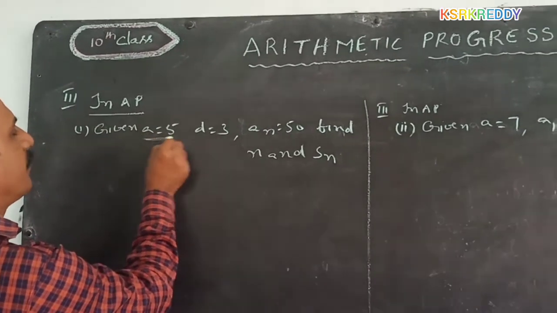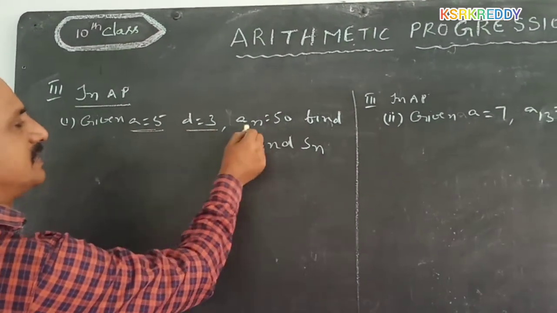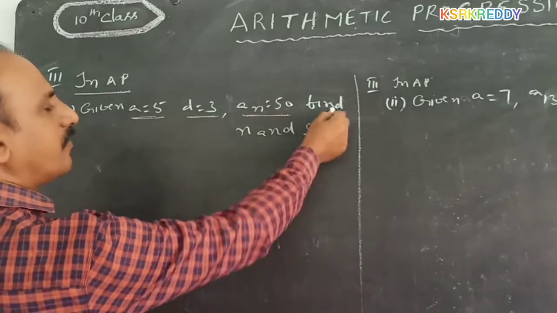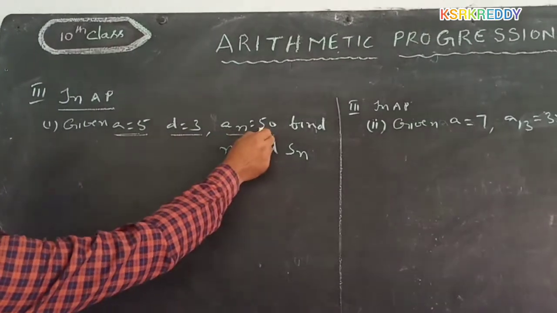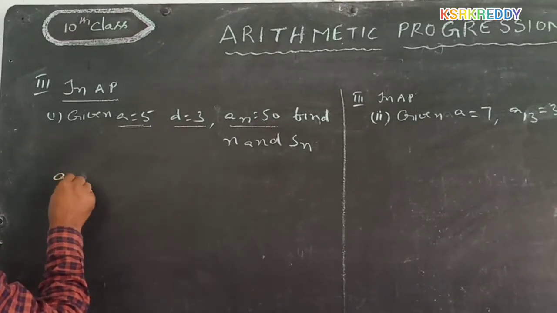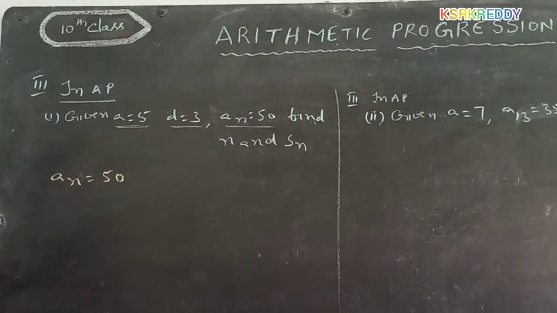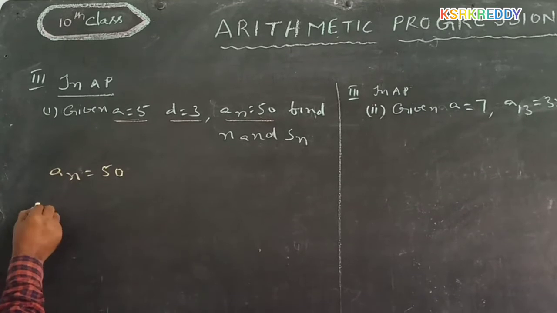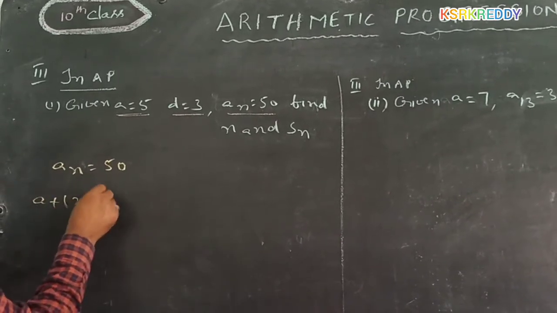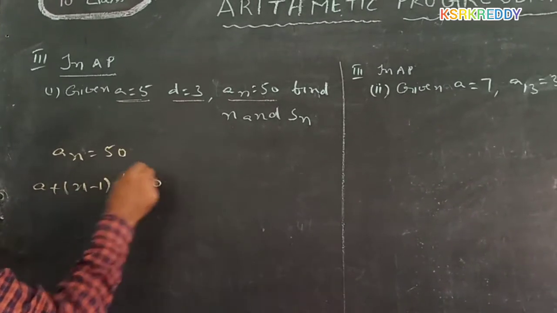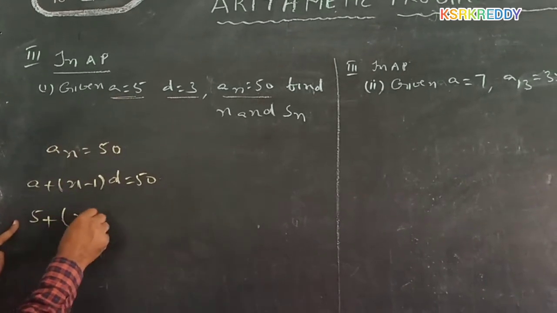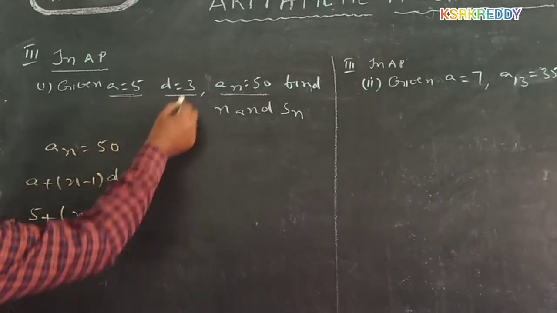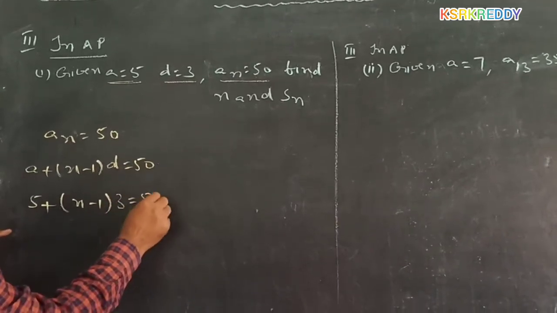Given a equal to 5, d equal to 3, the common difference, an equal to 50, find n and Sn. a, d, an are given. An is equal to 50. What is the an formula? a plus n minus 1 into d is equal to 50. The value a is 5, plus n minus 1 into d, with d equal to 3, is equal to 50.